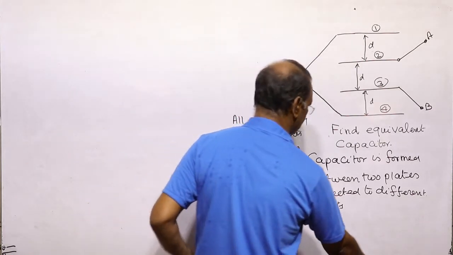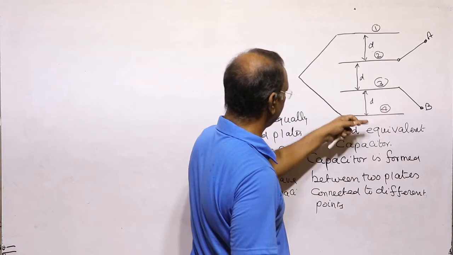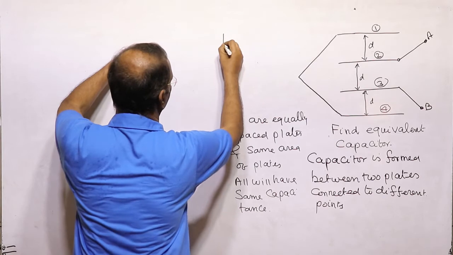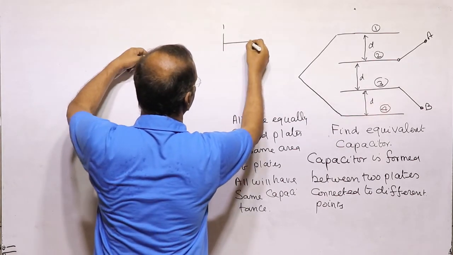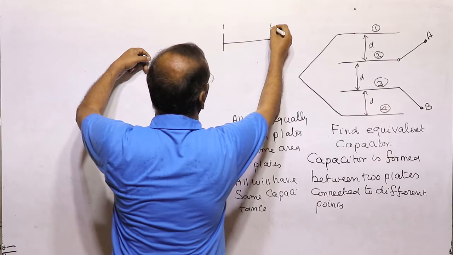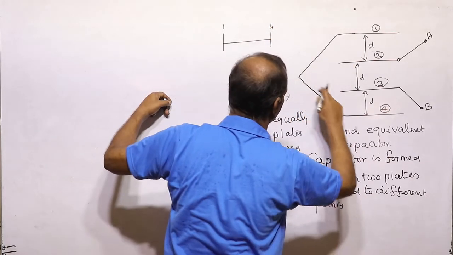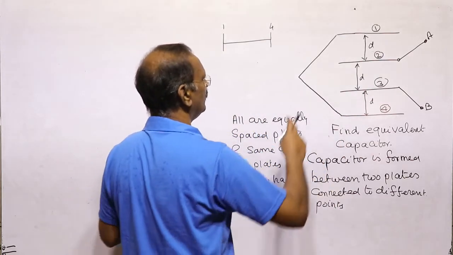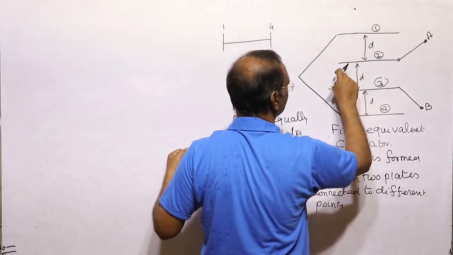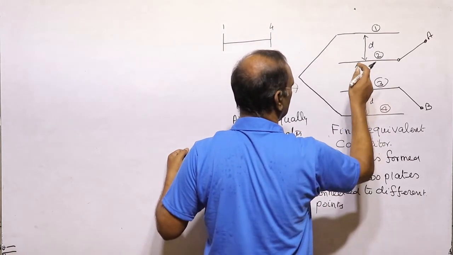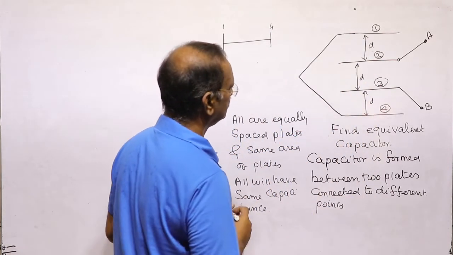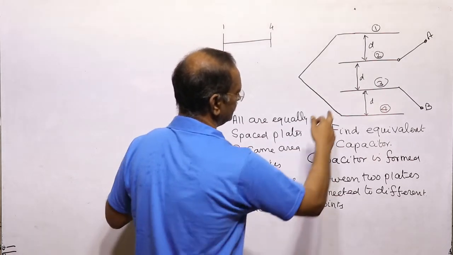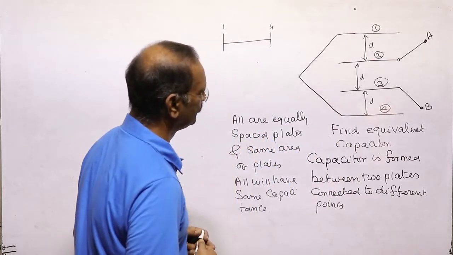Now, you see that 1 is connected with 4. Let us write: plate number 1 is directly connected with 4. And 1 and 2 are connected to different points, so they form a capacitor. 2 and 3 are connected to different points, so that is also a capacitor. And 3 and 4 are connected to different points.